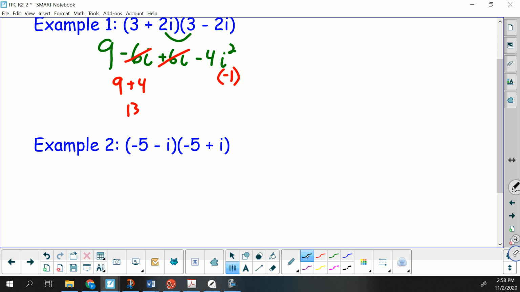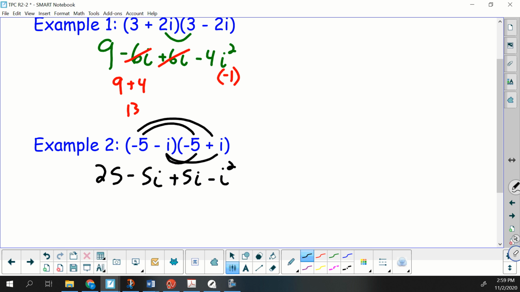This next example is also conjugates because it's the same thing with just the middle sign switched. So negative 5 times negative 5 will give us 25. Negative 5 times i will give us negative 5i. Negative times a negative for the negative i and negative 5 will give us a plus 5i. And lastly, negative i times i will give us negative i squared. Negative 5i plus 5i, those add to 0. i squared is negative 1, so this is really minus a negative 1, which is positive 1. So we have 25 plus 1 to give us 26.